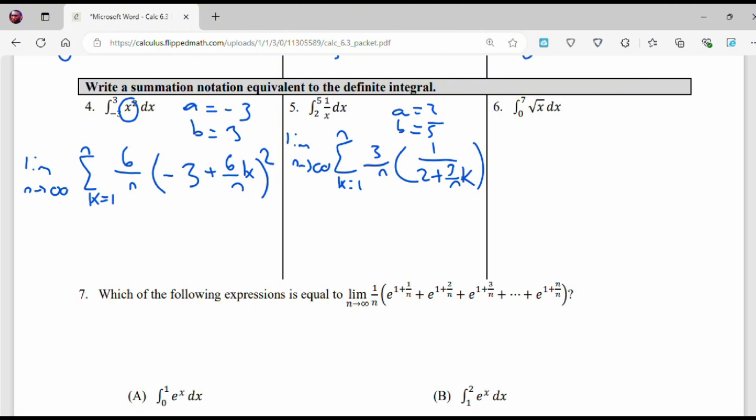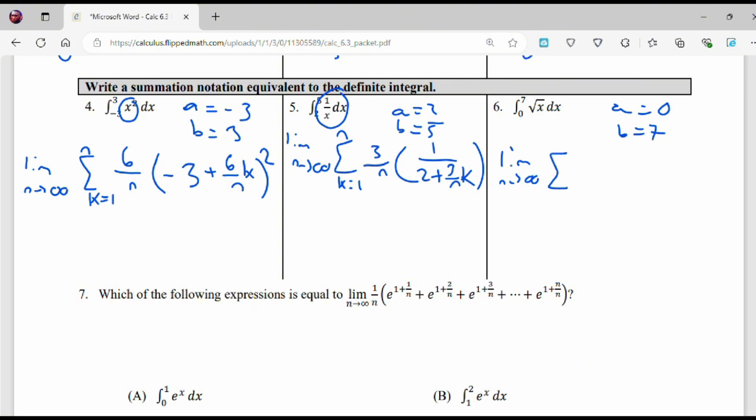And there we go. Why did I write it as a fraction? Well, the f of a plus b minus a over nk, that is your x. And in the original, we have our x in the denominator. So we keep the 1 in the numerator and rewrite x as f of a plus b minus a over nk. Next one, we have a equals 0, b equals 7. Limit as n approaches infinity.